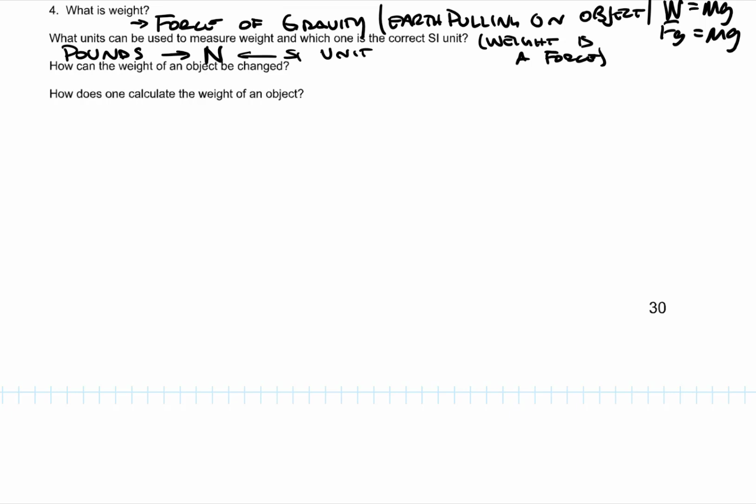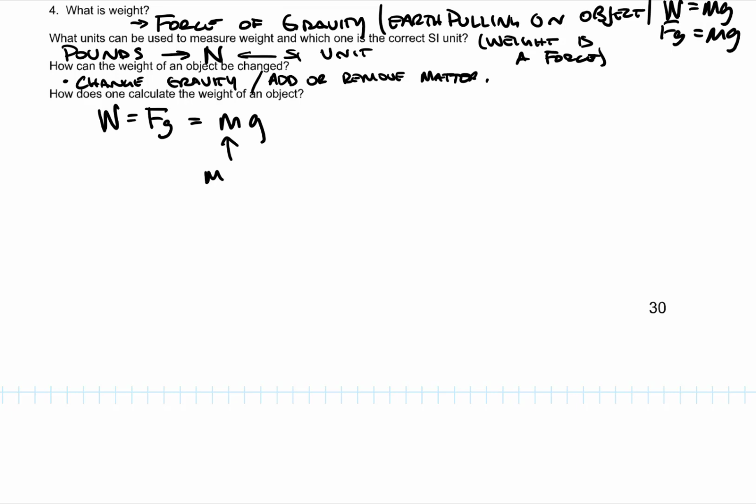How can you change the weight of an object? To change the weight of an object, you can change gravity, which means like going to the moon or another planet, or you can add or remove matter from the object. You can literally take away mass for that. And then to calculate the weight of an object, weight is equal to the force of gravity, which is equal to the mass of the object times the acceleration due to gravity.